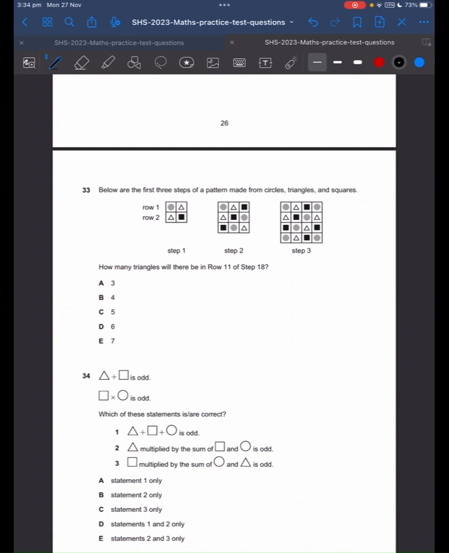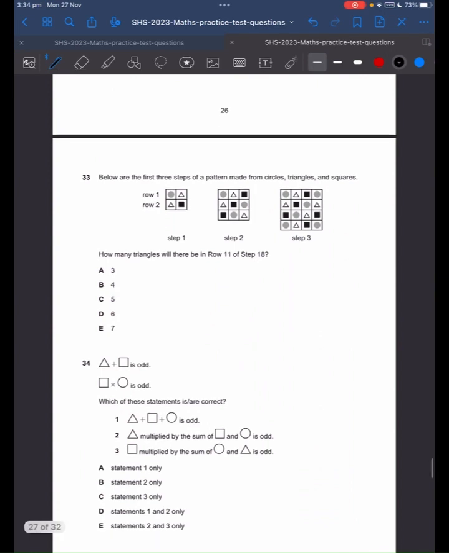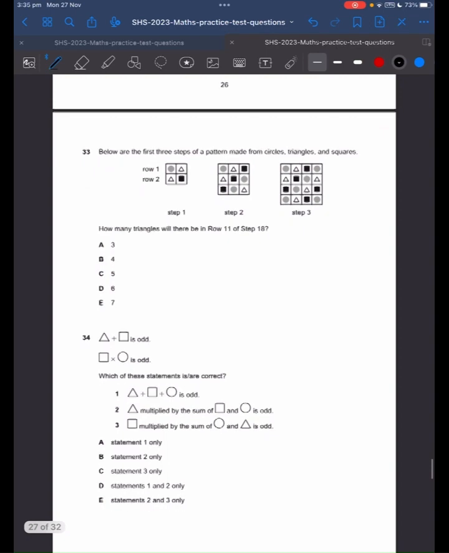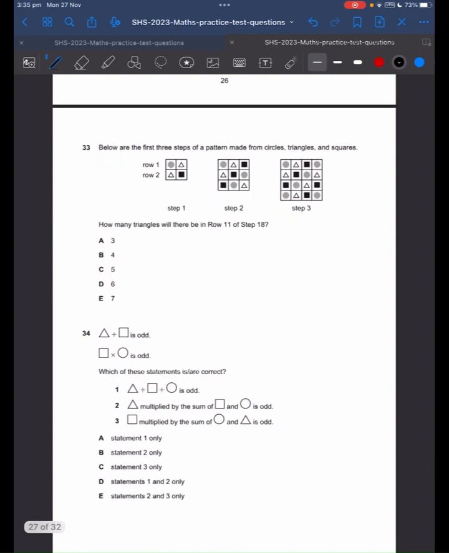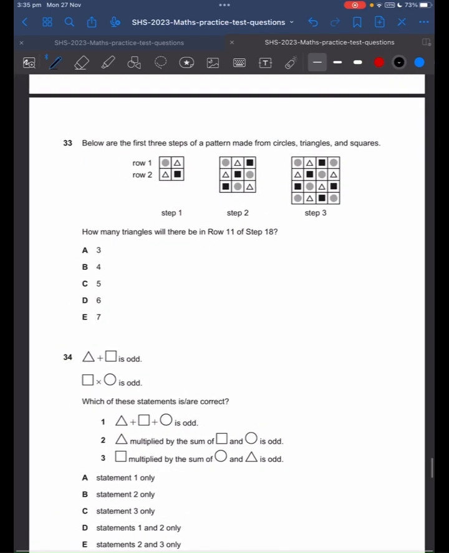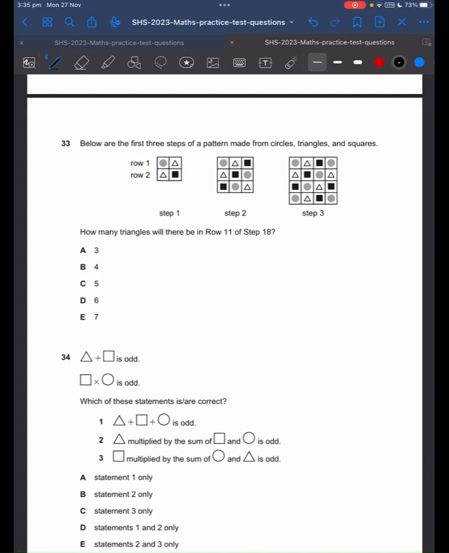Question 33. Now question 33, when you're pressed for time, can be a bit scary, but this question requires you to look at the patterns. So, if you look carefully, we'll skip to step 3. Circle, triangle, rectangle, circle. Every 3 rows, the pattern repeats itself. Same horizontally. Every 3 rows, every 3 columns, the pattern repeats itself.